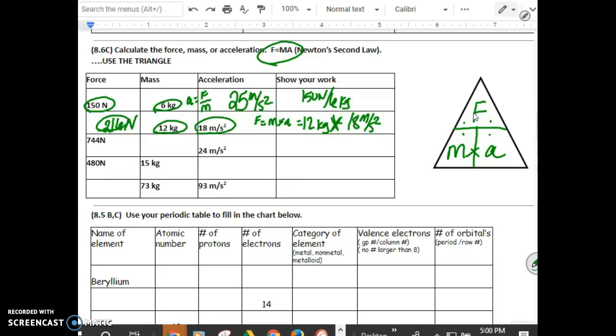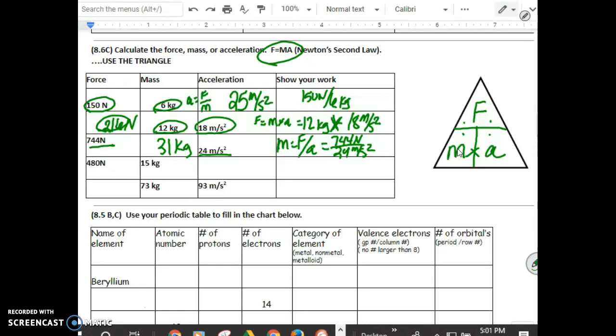Next problem, we're missing our mass. So we cover up the mass, leaving us with F divided by A. So mass equals F divided by A. Our force over here is 744 newtons divided by an acceleration of 24 meters per second squared, leaving us with a mass of 31 kilograms.